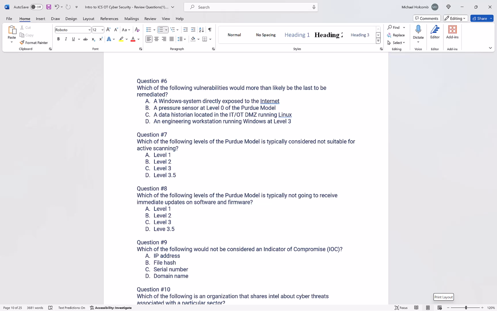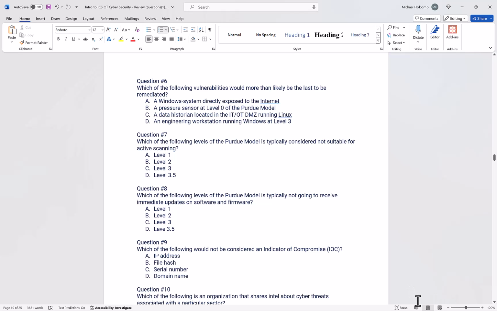So, which of the following levels of the Purdue model is typically not going to receive immediate updates? That's going to be level 1. And I always think of PLCs in particular, or DCS, right?